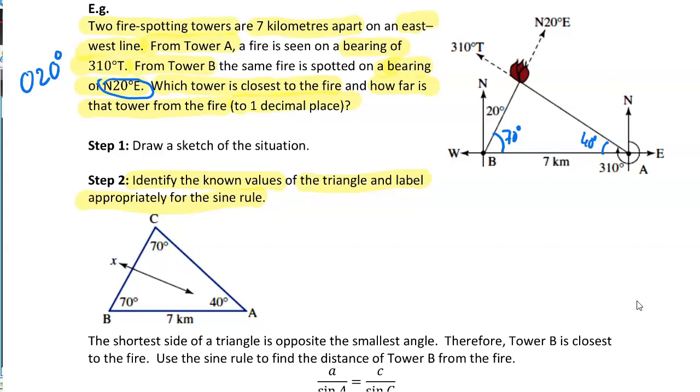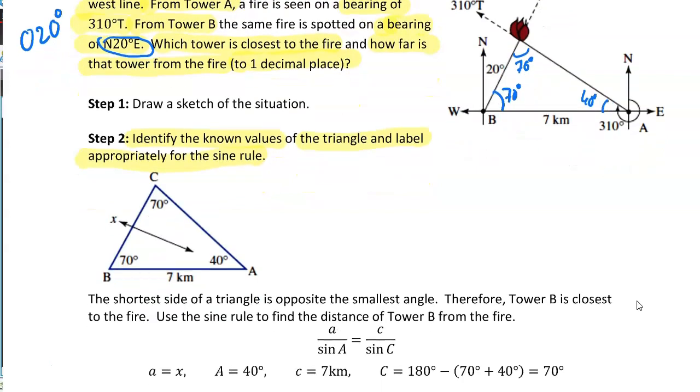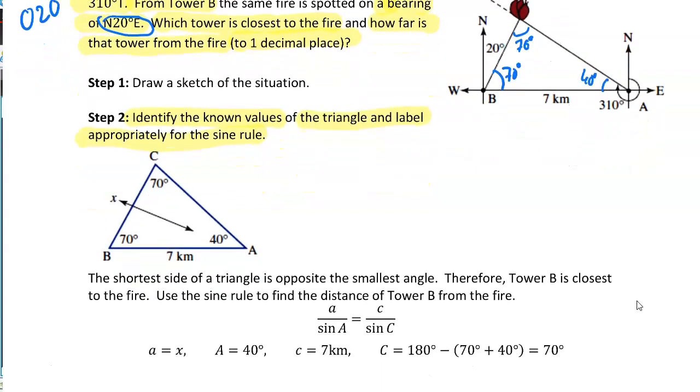Now this also tells us that's an isosceles triangle, doesn't it? Because those two angles are equal, that means those two sides must also be the same length. The shortest side of a triangle is opposite the smallest angle, which is a nice little bit to know. Therefore, tower B is closest to the fire.